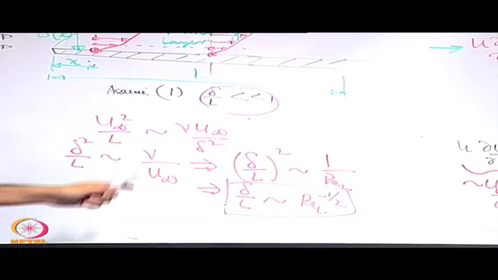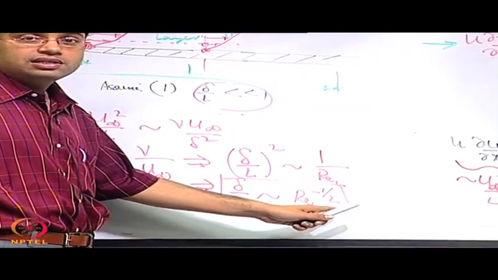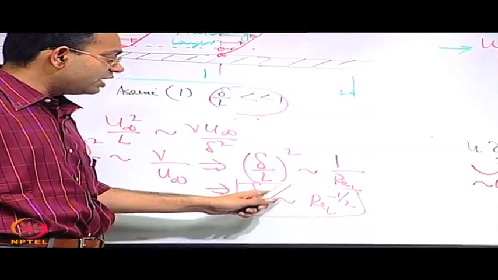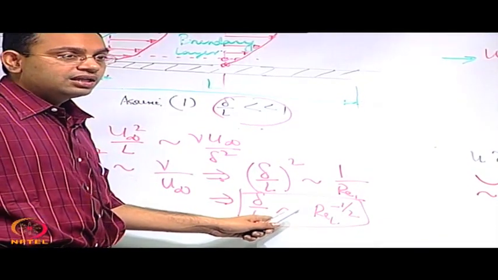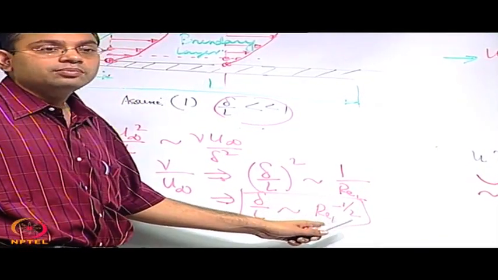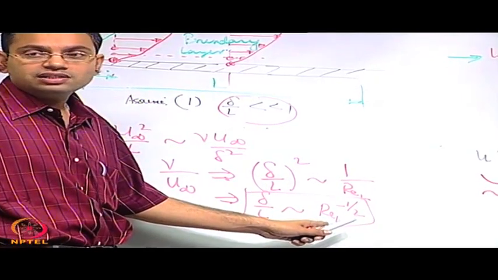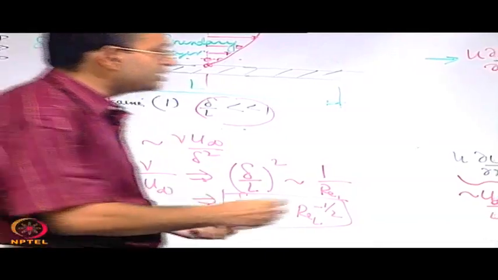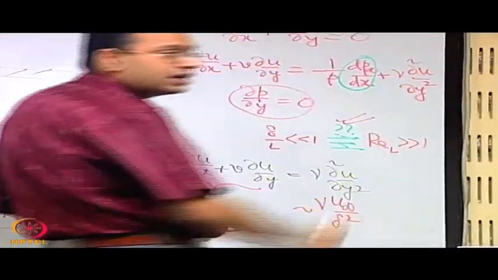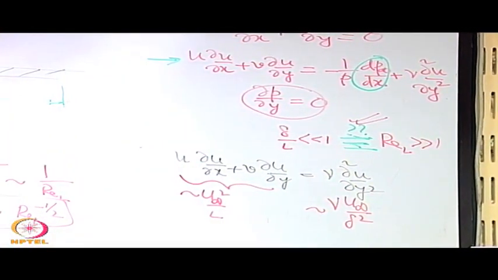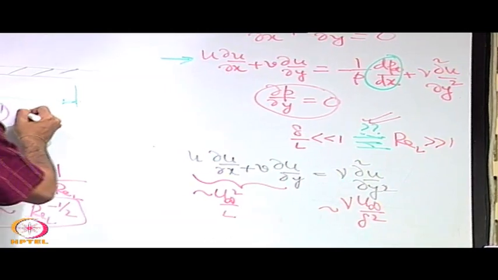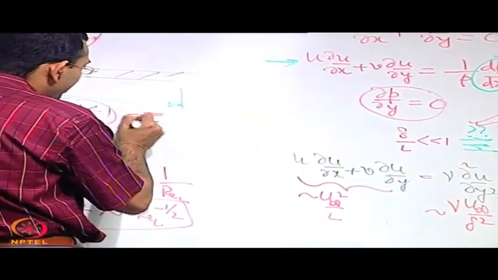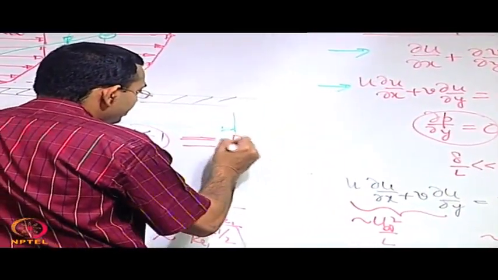So the important conclusion that we get from this order of magnitude analysis is very interesting. What is that? If delta is much less than L, that assumption is consistent with Reynolds number being large, because only if Reynolds number is large do you have delta by L much less than 1. So these are perfectly equivalent, that answer we have now given. That means the assumptions under which the boundary layer theory is valid are either delta by L much less than 1 or equivalently Reynolds number is large.